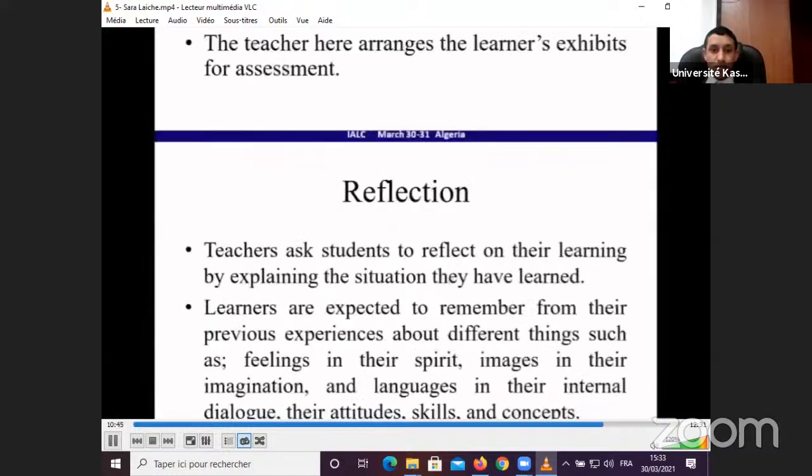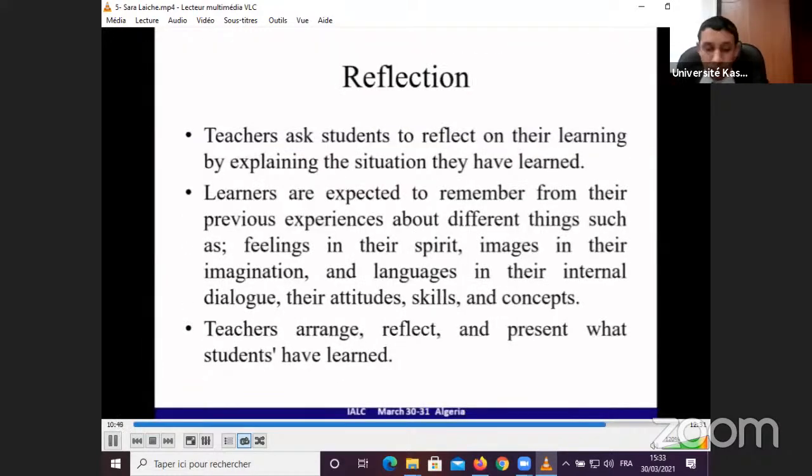And finally, the reflection. Teachers ask students to reflect on their learning by explaining the situation they have learned. Learners are expected to remember from their previous experiences different things, such as feelings in their spirits, energies, their imagination, and the language in their internal dialogue, their attitudes, skills, and concepts. Teachers here arrange, reflect, and present what students have learned.